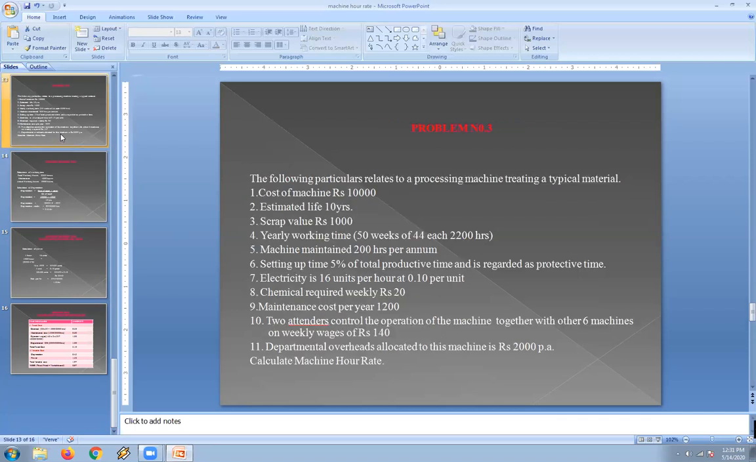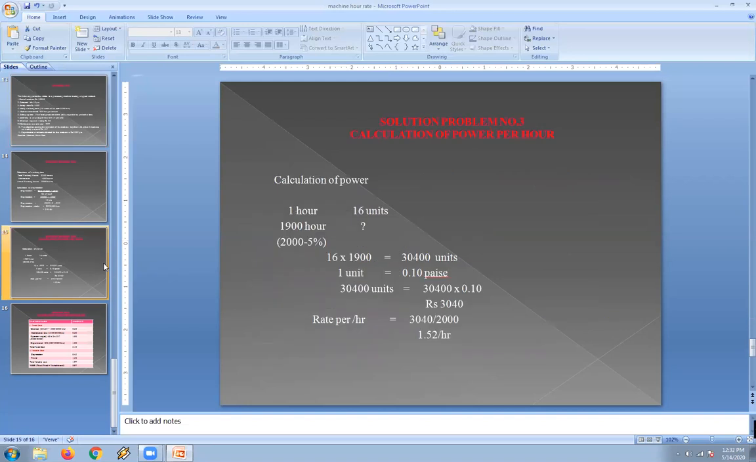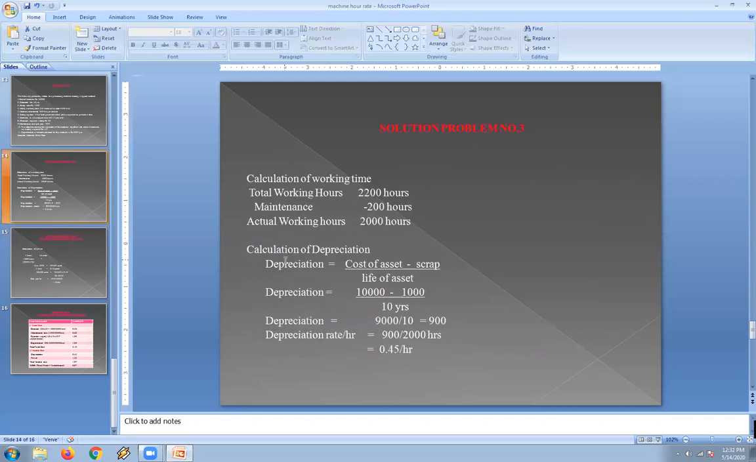Again we have to calculate the depreciation. That is 10,000 estimated life of 10 years, scrap is 1,000. So depreciation equals cost of asset minus scrap divided by life of asset. 10,000 minus 1,000 divided by 10 years is 900, the value of depreciation for 1 year. For 1 hour, it should be divided by 2,000 hours. Therefore the depreciation rate per hour is 45 paisa.